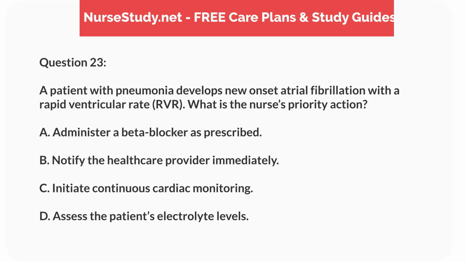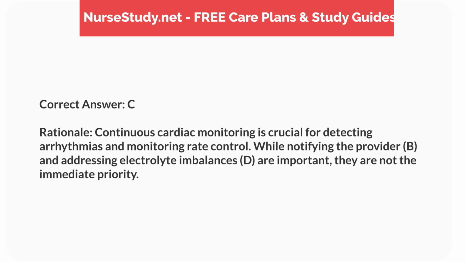C. Initiate continuous cardiac monitoring. D. Assess the patient's electrolyte levels. Correct answer, C. Rationale: continuous cardiac monitoring is crucial for detecting arrhythmias and monitoring rate control. While notifying the provider, B, and addressing electrolyte imbalances, D, are important, they are not the immediate priority.